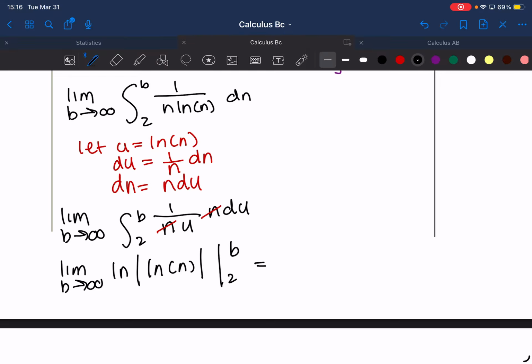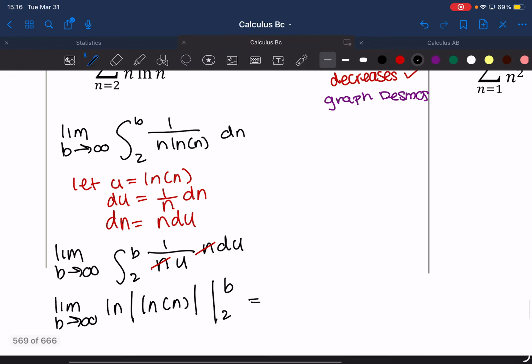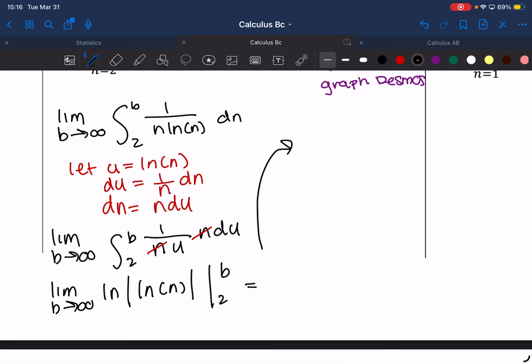Okay, I plug in b first, and I'm going to go up here so I have more space. Okay, I have the limit as b approaches infinity of the natural log of natural log of b minus the natural log of natural log of 2. Okay, because I'm plugging in my bounds, 2 and b.